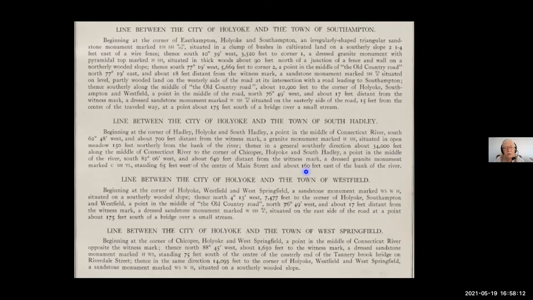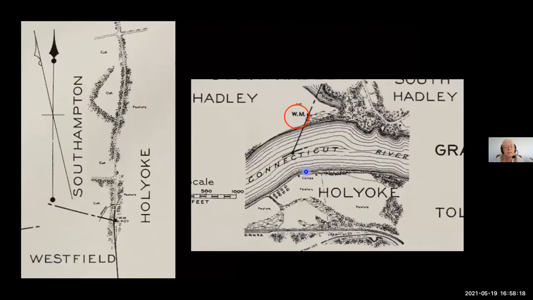Okay, same thing between Holyoke and Westfield, Holyoke and West Springfield. In this book, you can find the definition of those lines, and you can find pictures of those lines. So over here we can see this is the witness mark, and Hadley and South Hadley, Holyoke here. And it says that from this witness mark, the actual boundary line in the middle of the river is so many feet at this angle. At the time this was made, we had pasture. So this gives you an idea of how to find it.